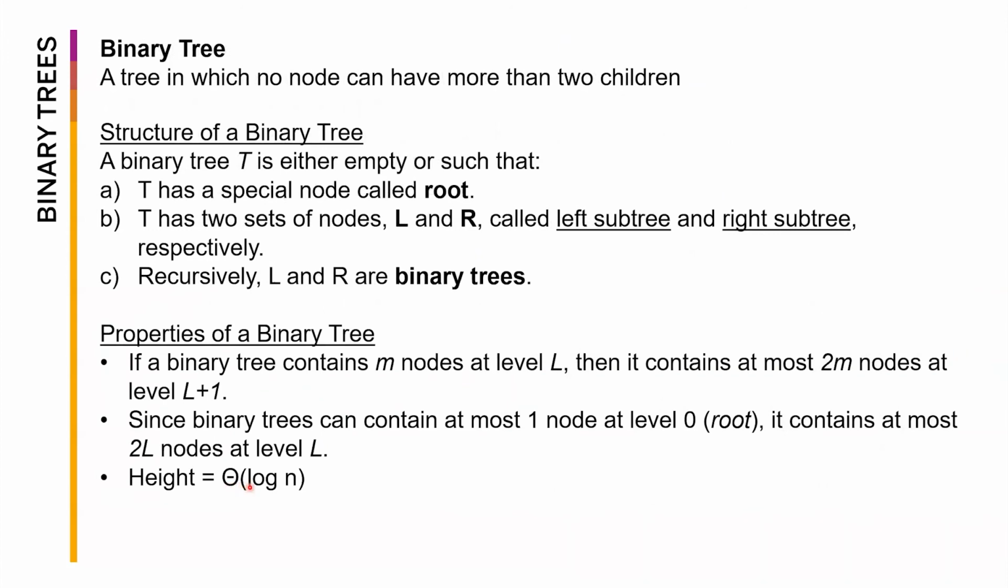So this is a summary of what a binary tree is. We have the structure here. We have the properties here. And again, this is not 2L, this is 2 raised to L. Or the one earlier, 2 raised to d.